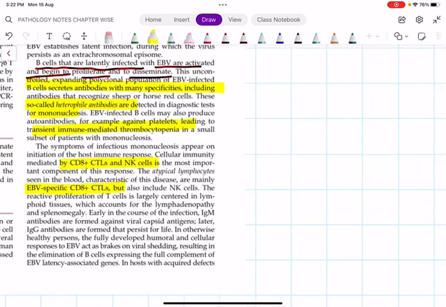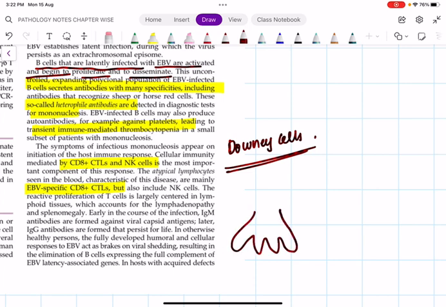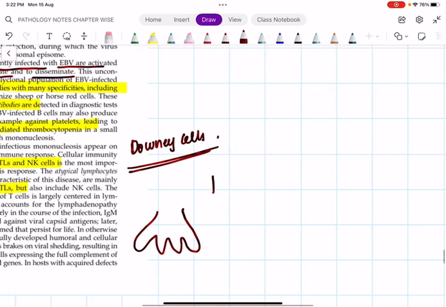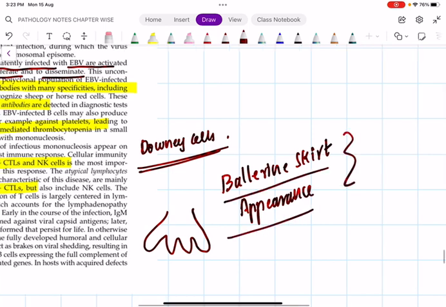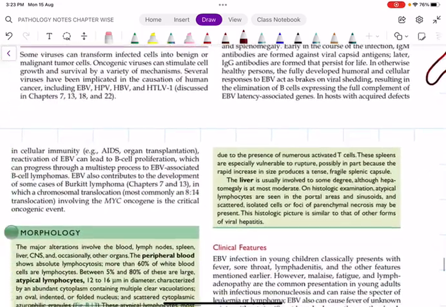That is also called Downey cells. Okay, atypical T lymphocytes are also called Downey cells. And the characteristic appearance of these Downey cells is what we call the famous ballerina skirt appearance. Don't worry, I will discuss infectious mononucleosis again in hematology. Ballerina skirt appearance. That means it looks like the skirt of a ballet dancer. Fine? Okay. Fine.